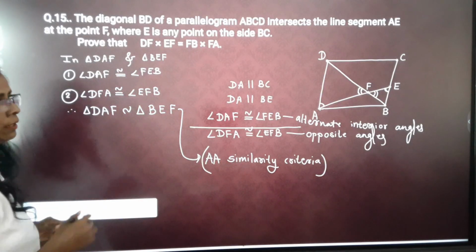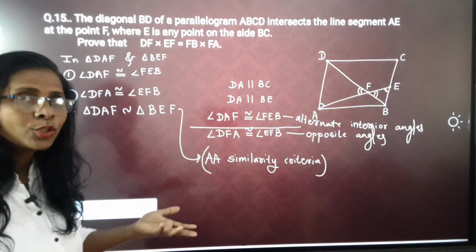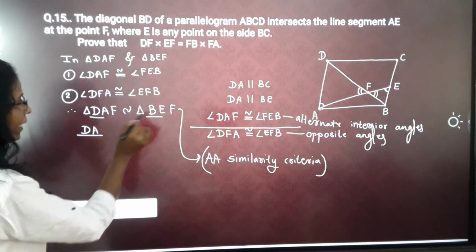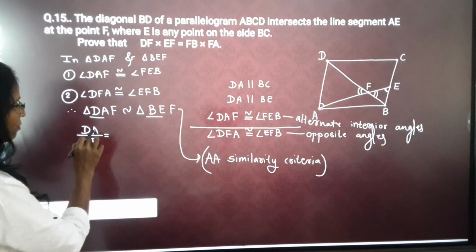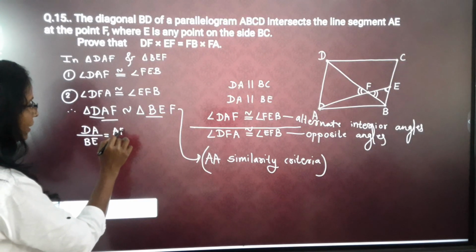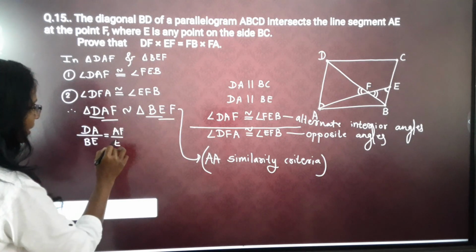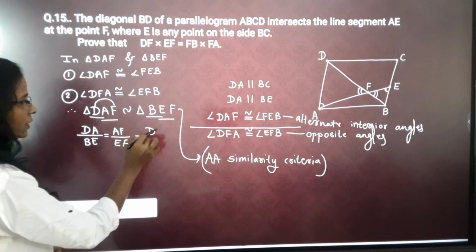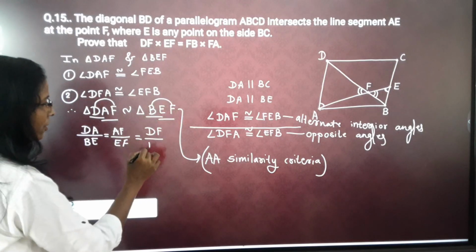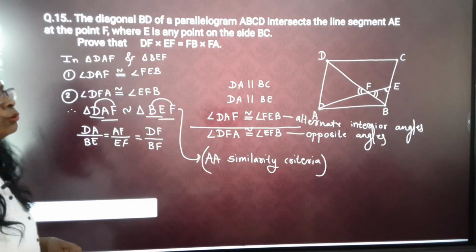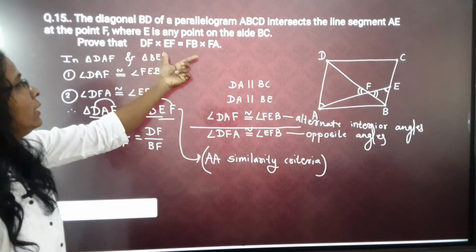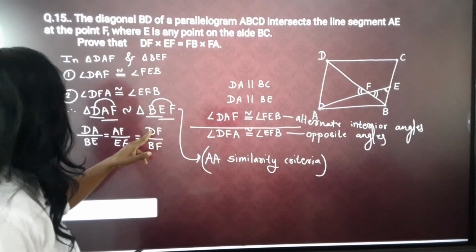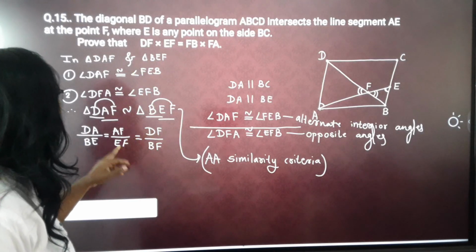Now here, students, their sides ratio will be equal. So DA divided by BE is equal to AF divided by EF, and DF divided by EF. Now which two ratios we want, that is why our proof will be, hence it can be proved. So here DF and EF.